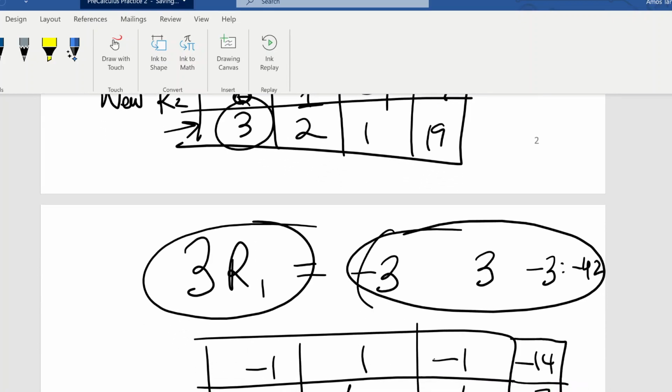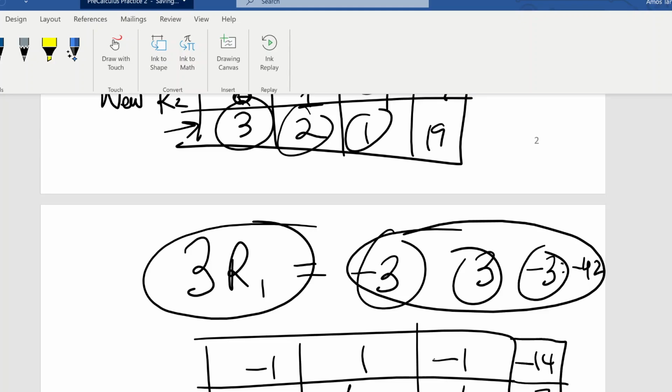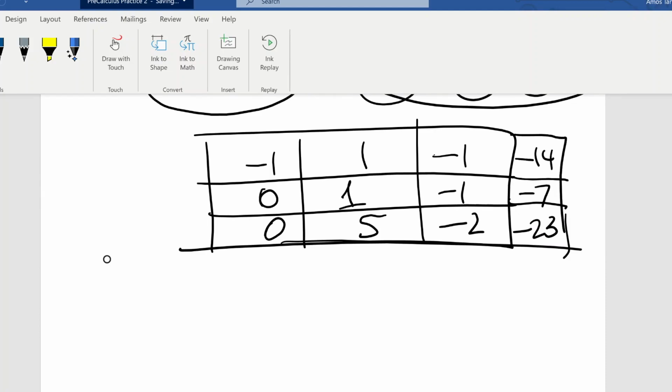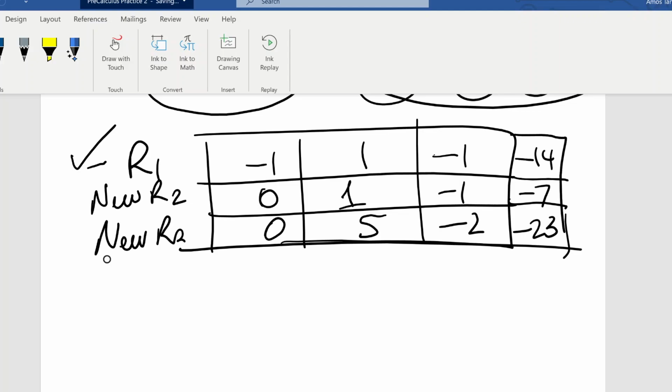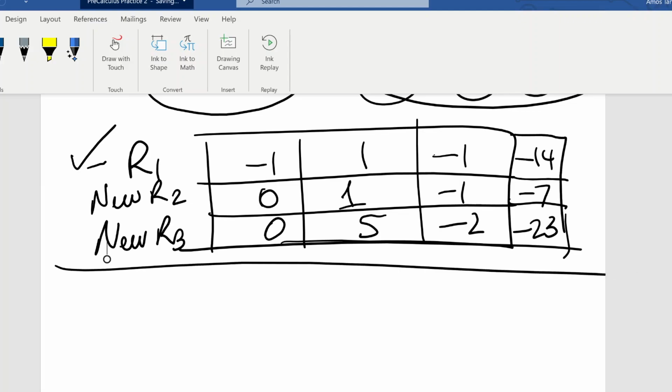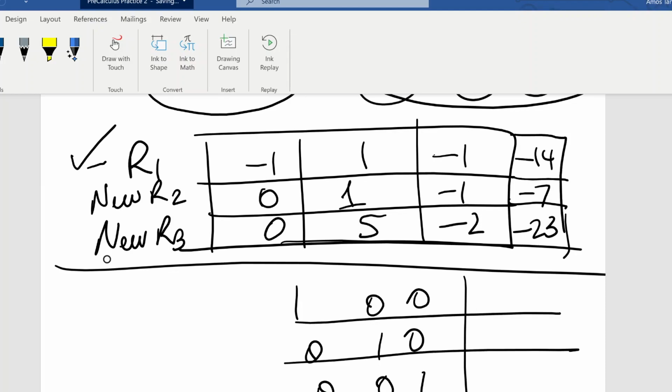So that's 3 minus 3, so that'll give me 0. 2 plus 3 is 5, and then 1 minus 3 is negative 2, and 19 minus 42 gives us negative 23. So that's my row 1 original, this is new row 2 and a new row 3. But we're not done yet because we don't have any of them in this orientation. So we need to continue the work until we get to that level.